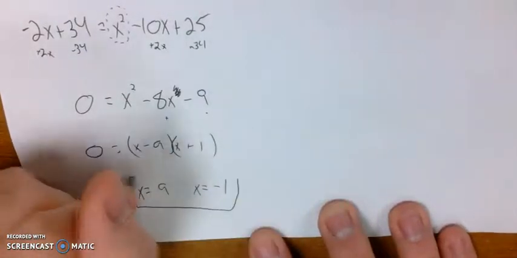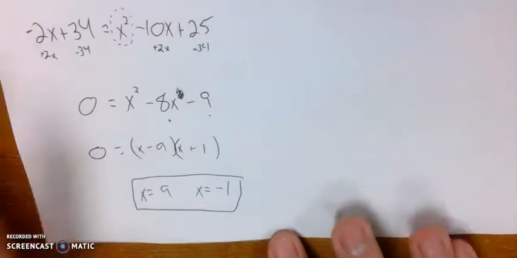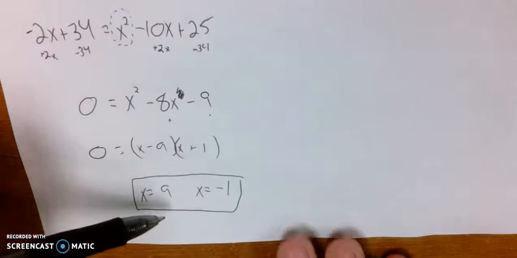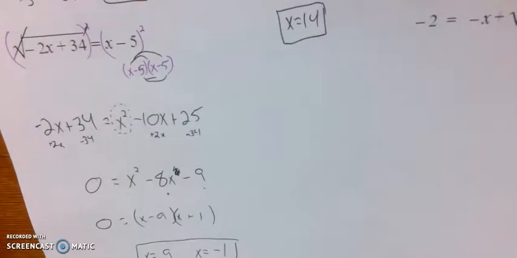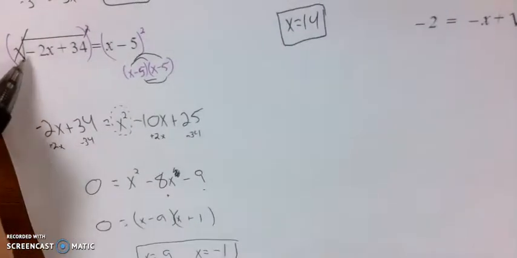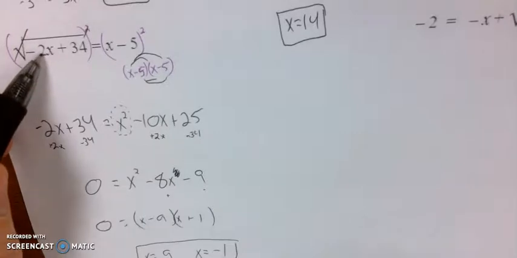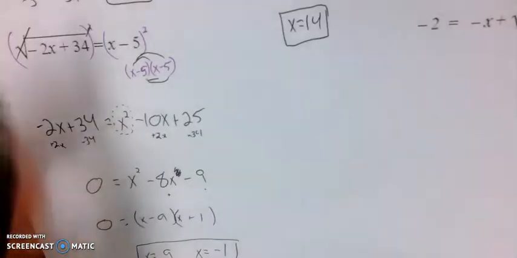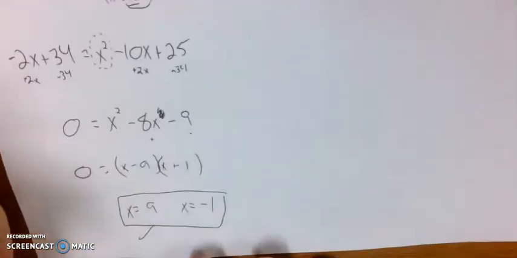So I'm going to box these for now, but one of them might be extraneous. Who knows? Let's plug in and find out. Again, we don't like to see negatives underneath square roots. If I plugged in 9, negative 2 times 9 is negative 18, plus 34 is going to be 16, and then 9 minus 5, we're good. So 9 works. 9's good.